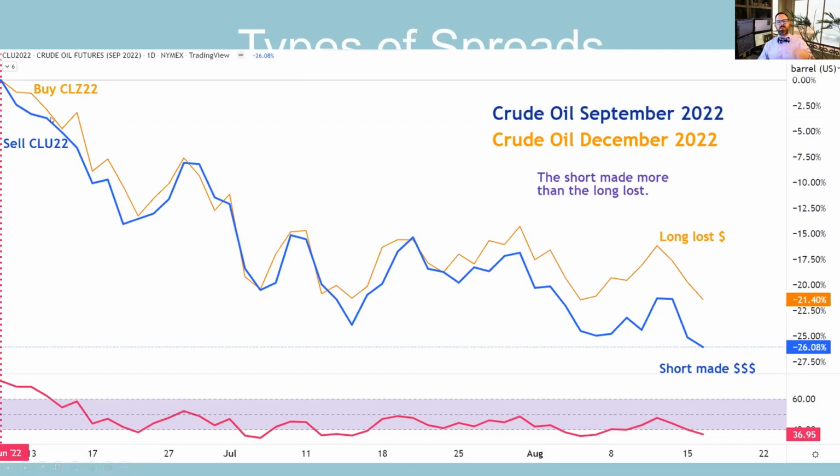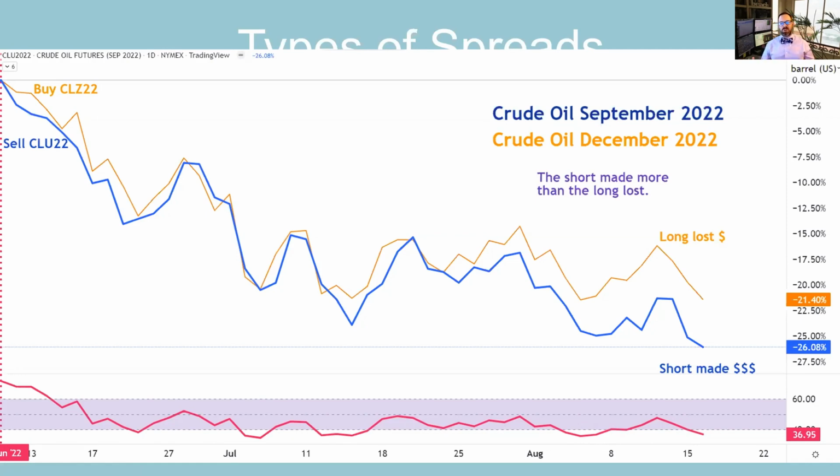At the same time, you'd be buying the December contract, okay? And you expect prices to go to the downside. Well, the short made money, but the long lost money. However, the short made more than the long lost. So you're net positive in the trade, that's it. Bull and bear does not necessarily tell you whether the underlying is in contango or backwardation.